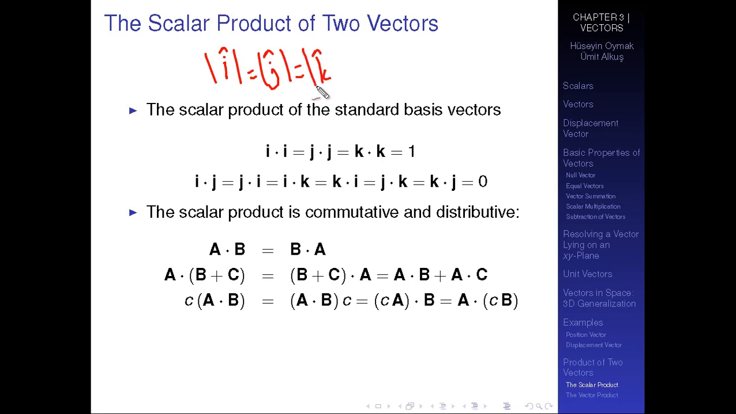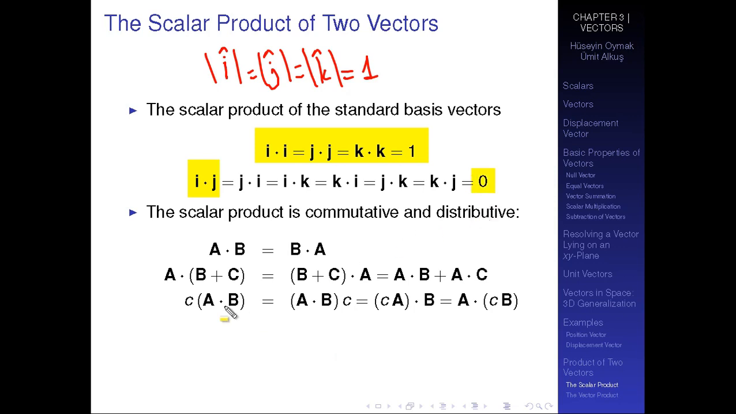So, it is a very easy task to show that i dot i equals 1, j dot j equals 1, and also k dot k equals 1. Besides, we can easily show that for the scalar product of any standard basis vector, say i, with another standard basis vector, say j or k, we obtain 0.